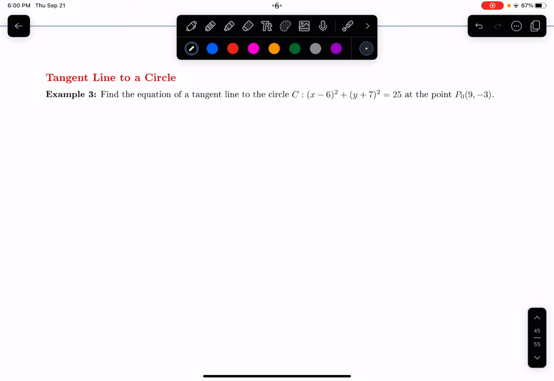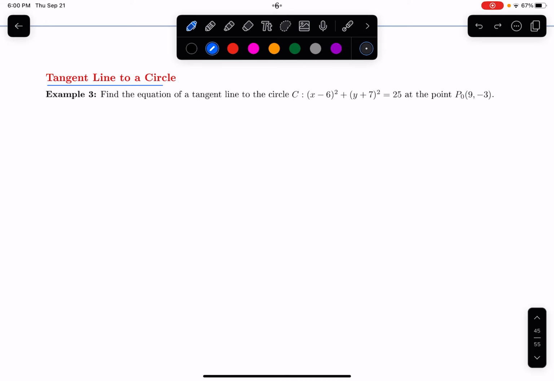In this video, we're continuing section 2.3 on circles, and we are going to go over the tangent line to a circle. Okay, so I want to get into an example which says find the equation of a tangent line to this circle. So this is the equation of a circle at the point P0, or sometimes we call this P naught. Naught is math lingo for the number 0. So P naught, and the coordinates of the point are 9 comma negative 3.